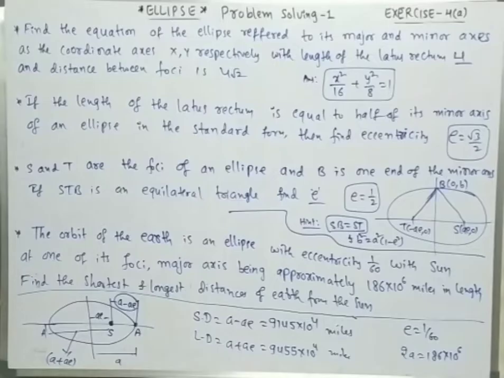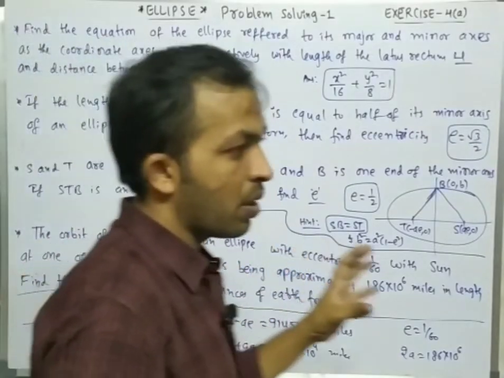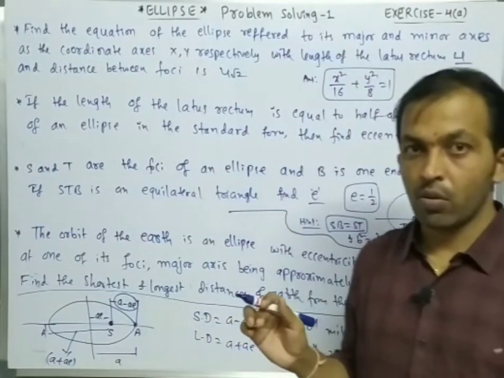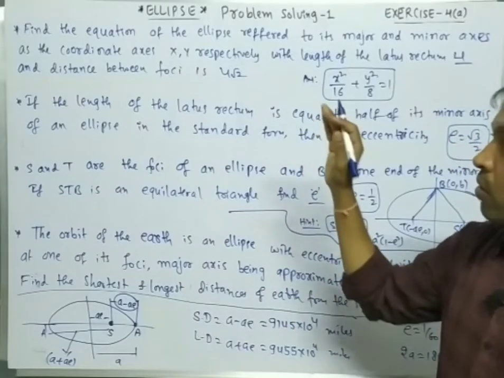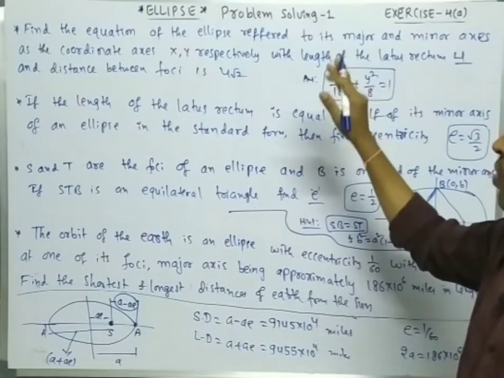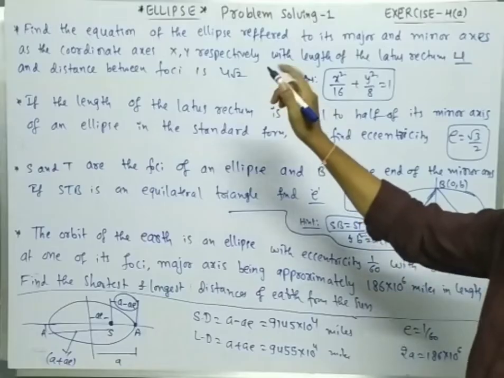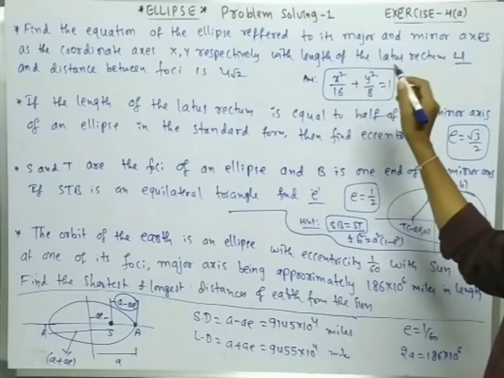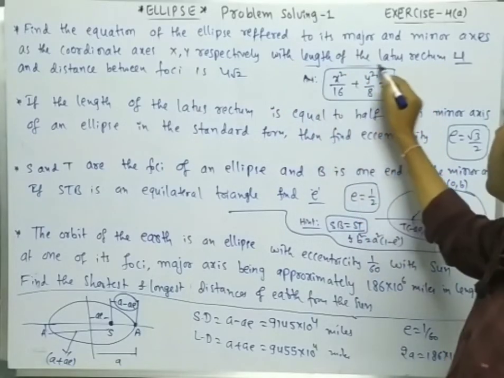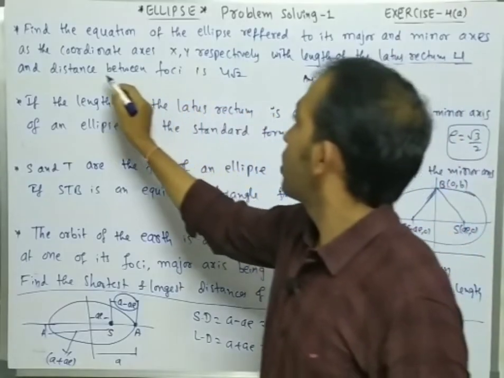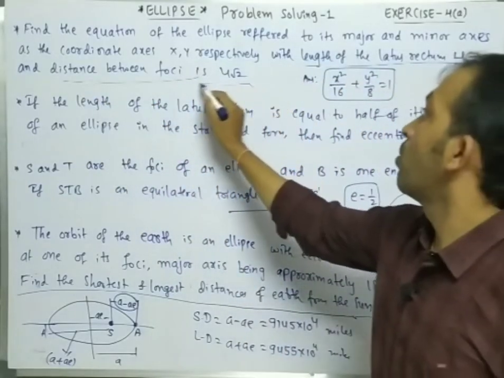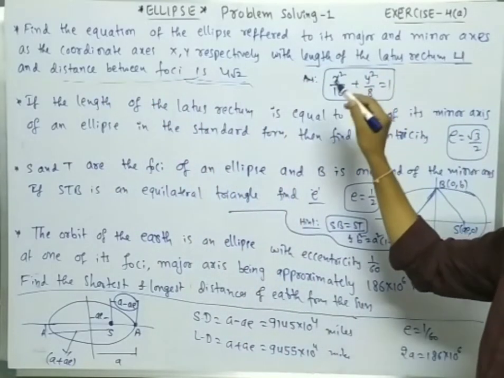These are some example problems. This type of problem I already explained till now, so by using that knowledge you have to solve these problems. Find the equation of the ellipse. What is given? Length of the latus rectum and distance between foci are given. So write those formulas and solve.